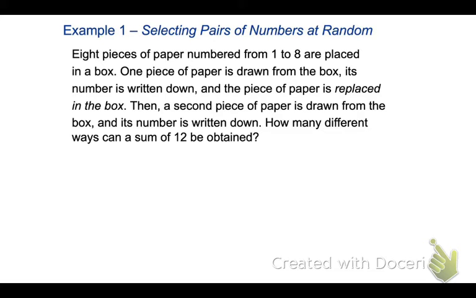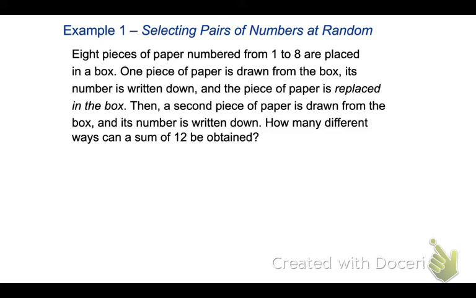Now, the big thing here is I wrote the number down and did what with my piece of paper? I put it back in so I can double things up, right? Now, if I don't replace, is it going to limit the number of things? Yes. So when you're reading these problems, you need to know if there is replacement or if there's not replacement.